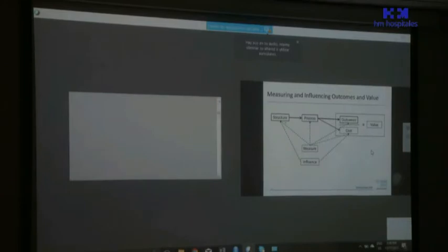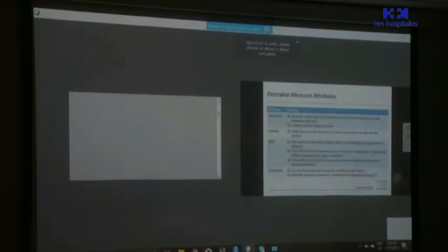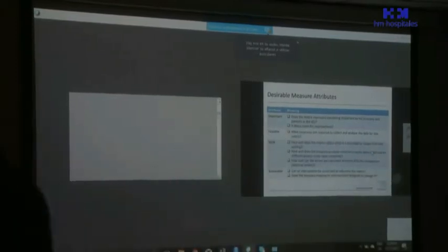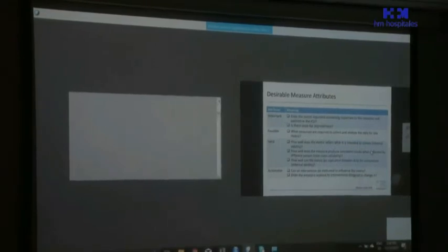Measurement-wise, there are a number of points that I can influence or that I can look at. I can look at the structure, I can look at the process, I can look at the outcomes, and then I can also incidentally look at the cost as well. So what are the desirable attributes of the measures that we want to be looking at? We want to be looking at, are these important? Are they feasible? Are they valid? And are they actionable?